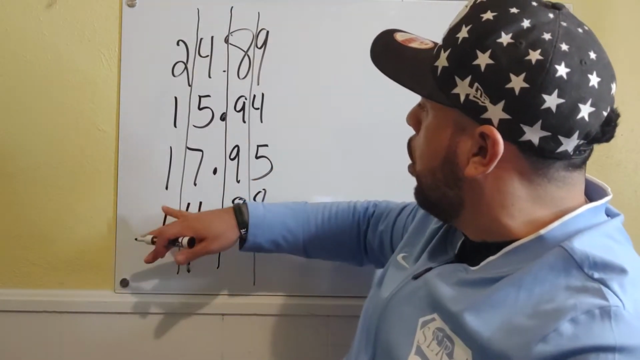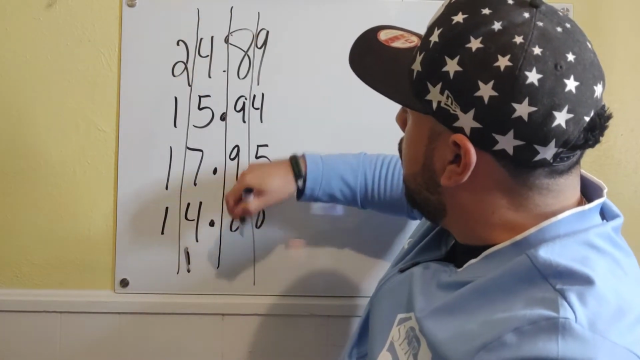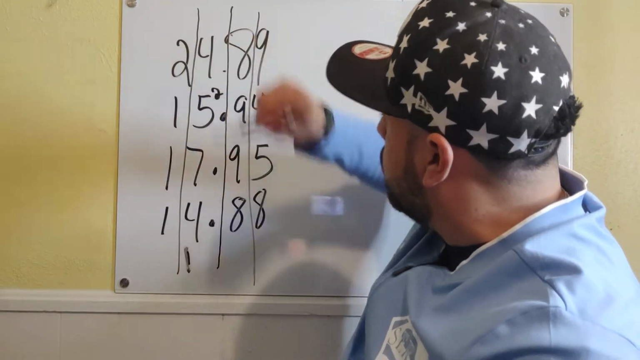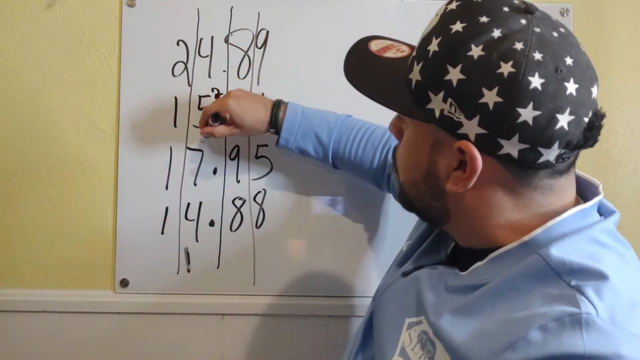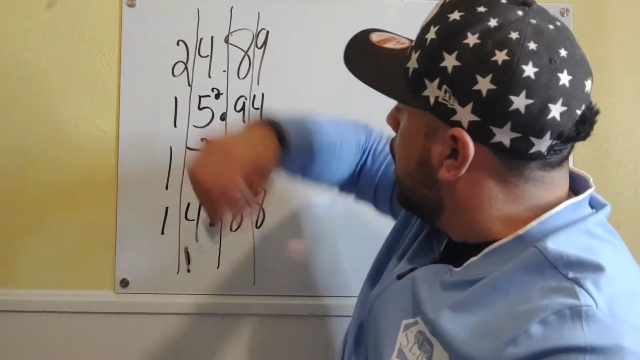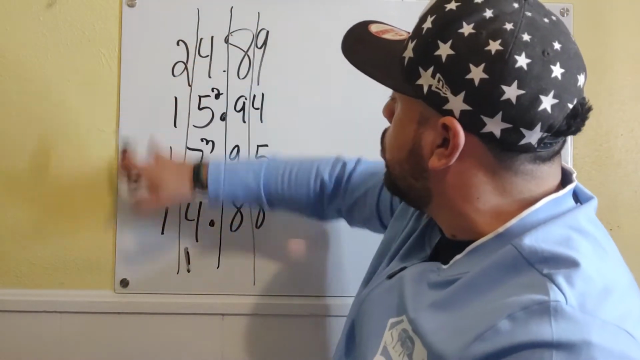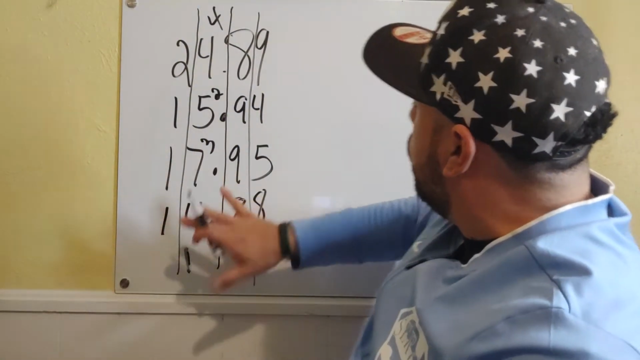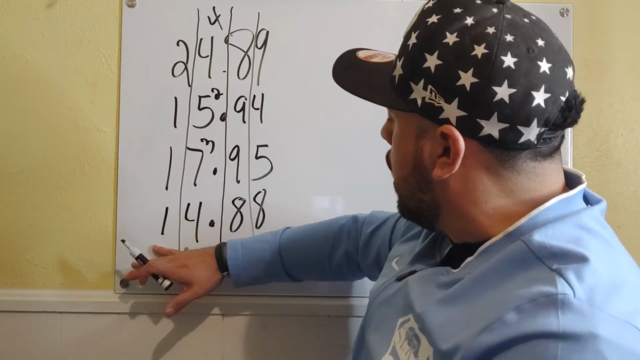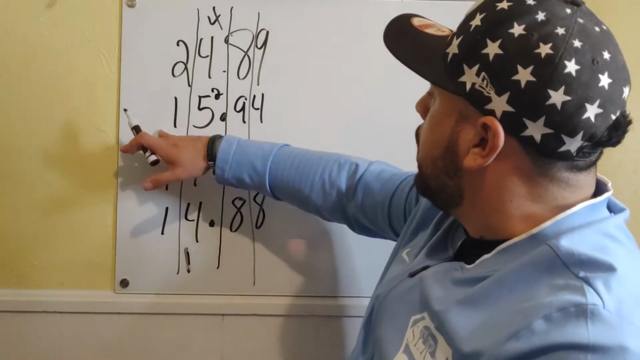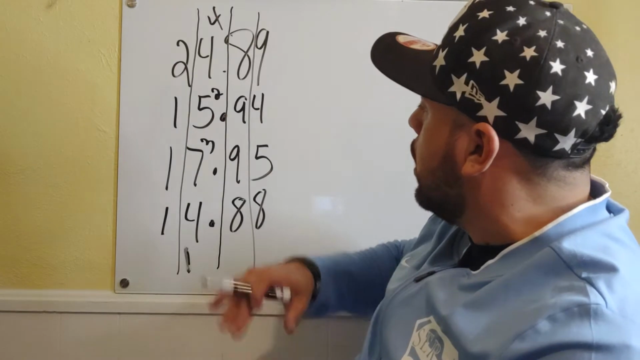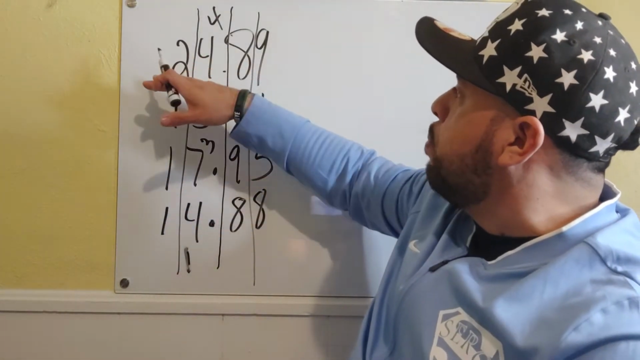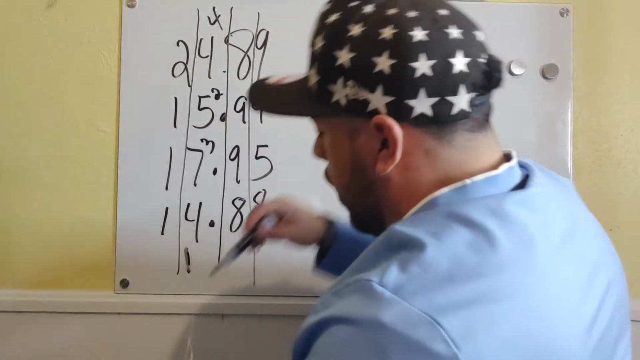So the second smallest number would be the 5. 5 is smaller than 7. So I would put a 2. And then, of course, I put 3. And since I know the 2 is greater than all these numbers, I know that's the greatest. So now I would put these in order. So I'll make sure that the 14.88 will go first. Then the 15.94 will go second. Third place would be the $17.95. And in the last place would be $24.89, right?